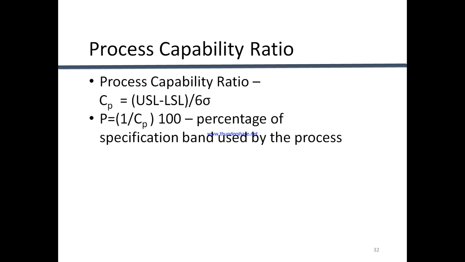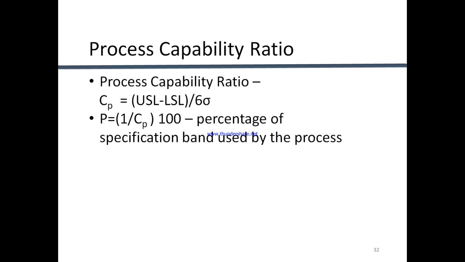So the process capability ratio or the process capability index: this is the general format you can see. First you take the difference between the upper control limit and the lower control limit and divide it by 6 sigma. But in special cases where you have no upper limit or no lower limit, you have to replace the upper specification limit or the lower specification limit by mu, right?